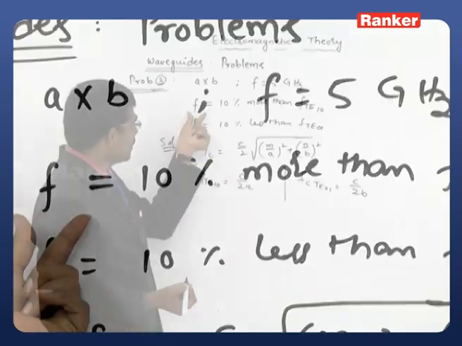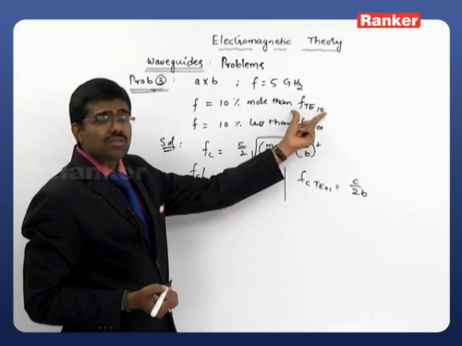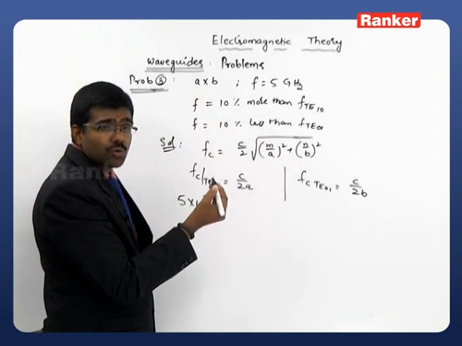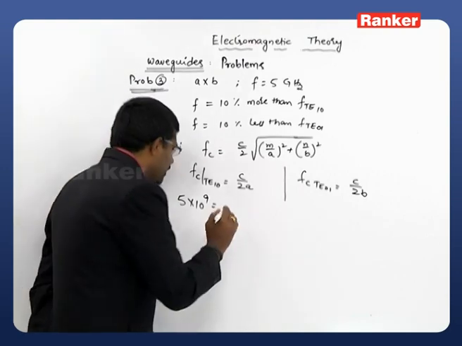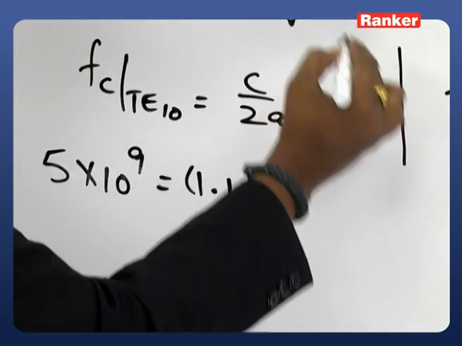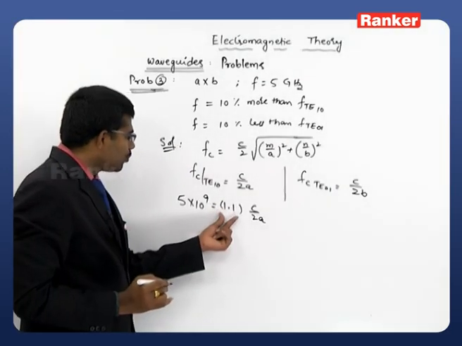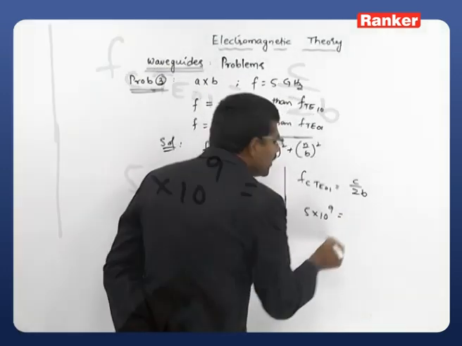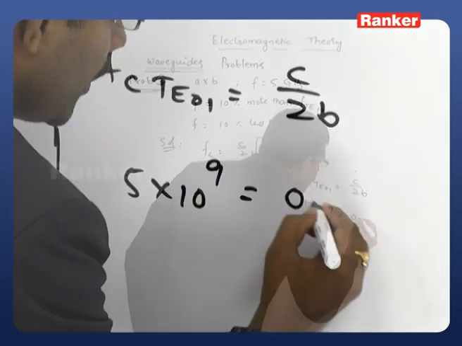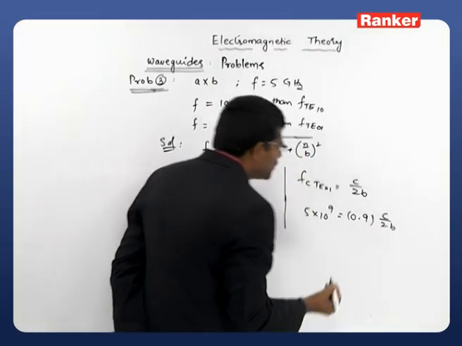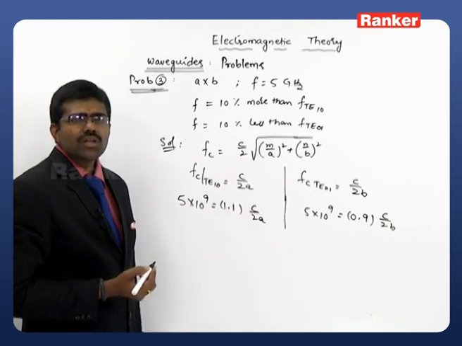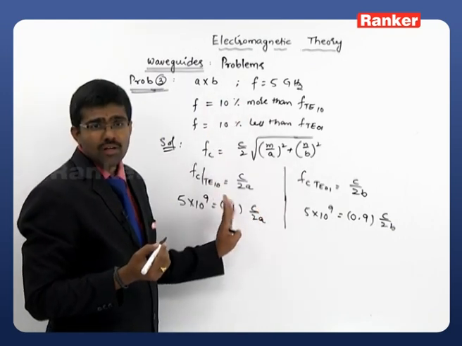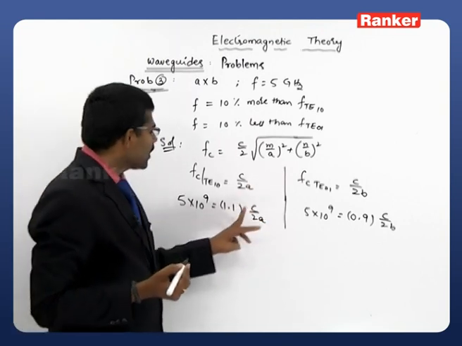Now as per our problem, f equals 10% more than f TE10. So here it is our 5 GHz, 5 into 10 power 9, which is 10% more. If you take 100 as the cutoff, 10% more means 1.1 times c by 2a. Similarly, it is 10% less, so 5 into 10 power 9 is 10% less, meaning 90%, which is 0.9 times c by 2b. Just solve these two. C is nothing but the velocity of light in free space. Since the given waveguide is air filled, I am considering this as c. So substitute c equals 3 into 10 power 8 meter per second, or 10 power 10 centimeter per second.